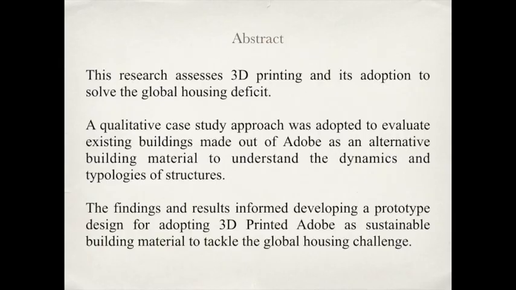This research assesses 3D printing and its adoption to solve the global housing deficit. A qualitative case study approach was adopted to evaluate existing buildings made out of Adobe as an alternative building material, to understand the dynamics and typologies of structures. The findings and results informed developing a prototype design for adopting 3D printed Adobe as a sustainable building material to tackle the global housing challenge.